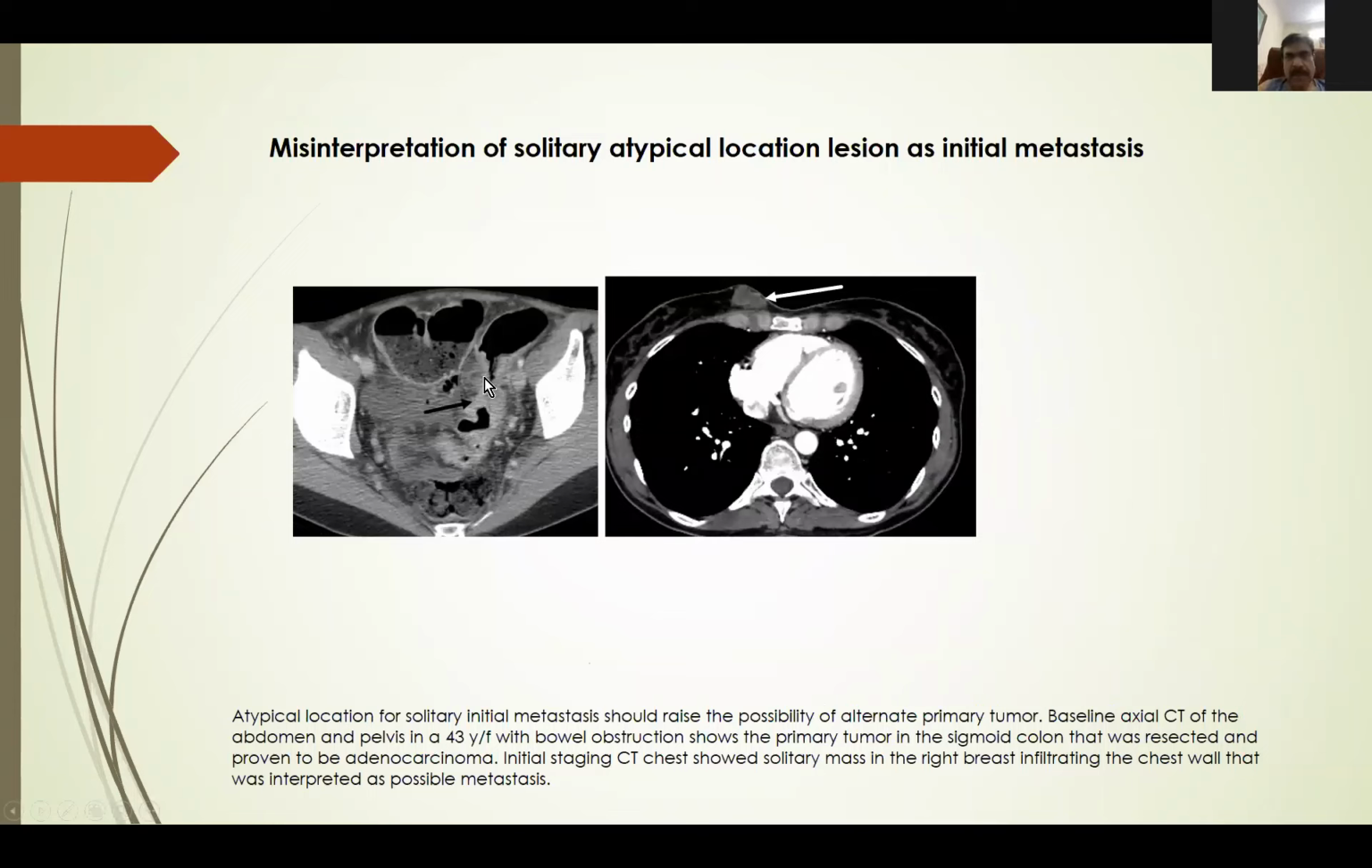So here, this is a patient with newly diagnosed colon cancer, 43 years old. There is bowel wall thickening. This patient did not have any liver metastasis, but the only thing that was seen was this mass here in the subcutaneous soft tissues in the chest wall, infiltrating the chest wall.